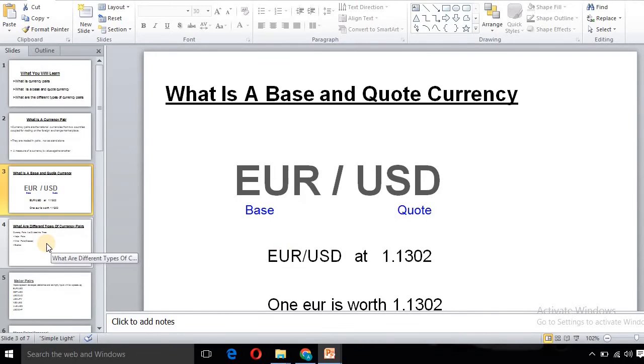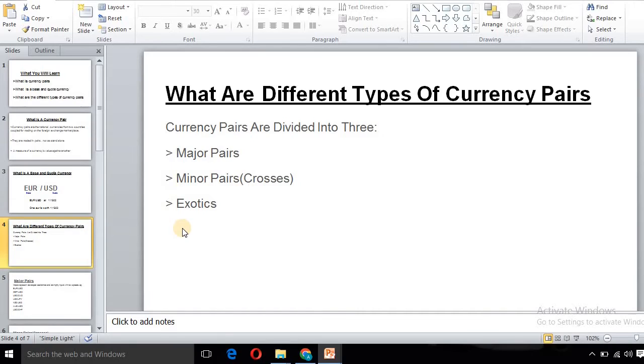So let's continue. Then we have what they call, there are different types of currencies. Currency pairs are divided into three. We have the major currency, we have minor, some people call it minor currency or crosses, you understand? Then we have exotic. Major currency, minor currency or crosses, then the third one is exotic. So I'm going to be explaining all this for you, so make sure you pay attention.